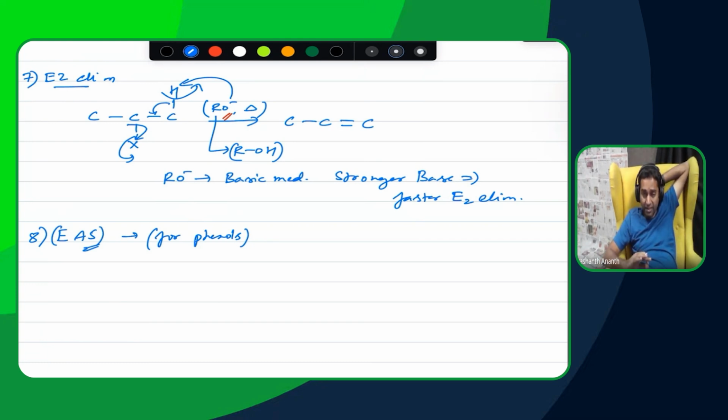EAS reactions for phenols: when we discuss phenols, we'll sit and do that. EAS is a large category of reactions which phenols usually answer. Other than these reactions, there are of course going to be specific reactions involving each of these groups, some of which you would have touched upon, some of which you definitely have not yet discussed.